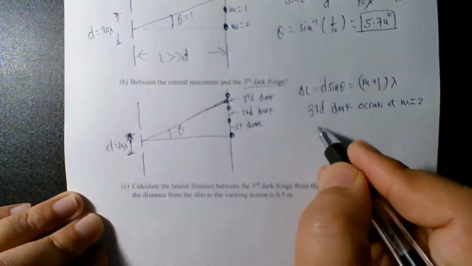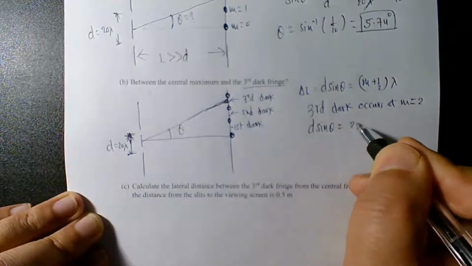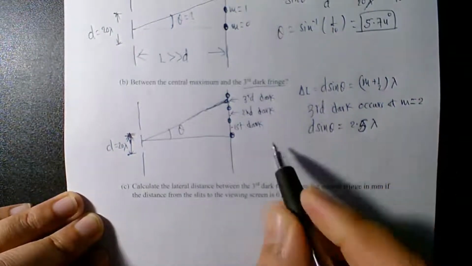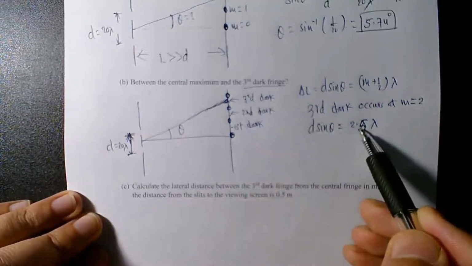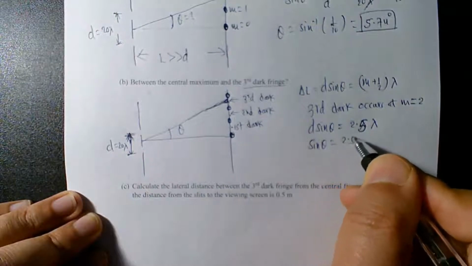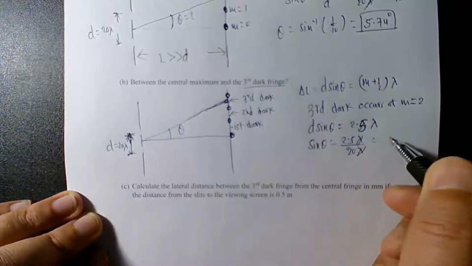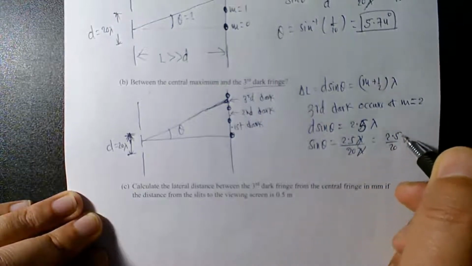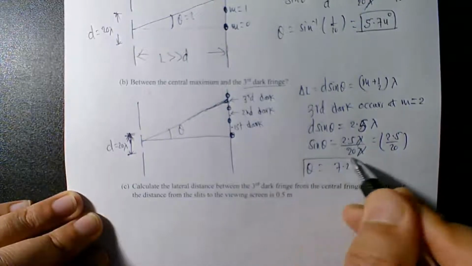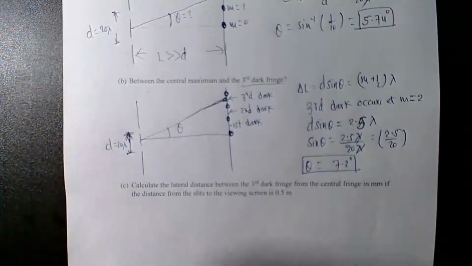So D sine theta, if you put in m equal to 2, has to satisfy the condition 2.5 lambda in order to see the third dark fringe. And then you find theta. Sine theta will be 2.5 lambda divided by D, which is 20 lambda, so 2.5 over 20, and then theta is 7.2 degrees. So the third dark would be at 7.2 degrees.